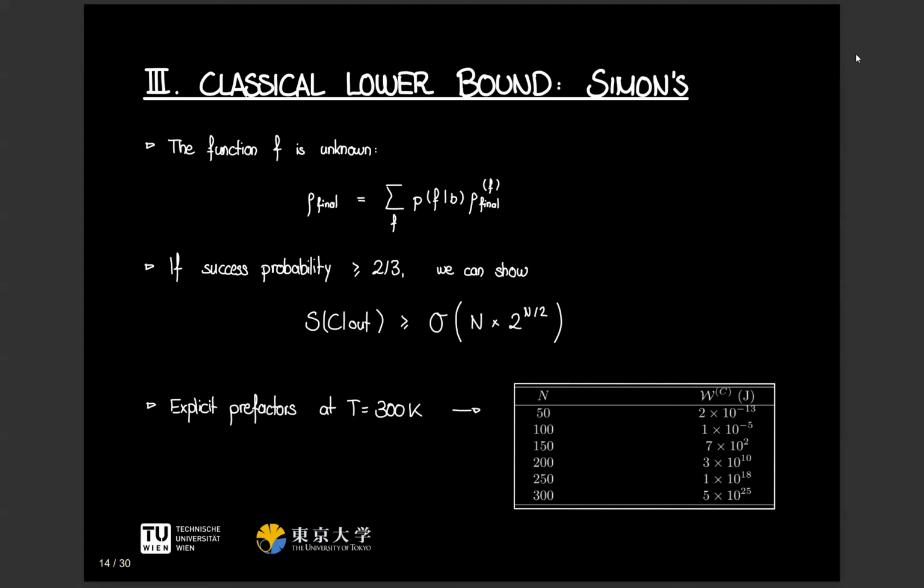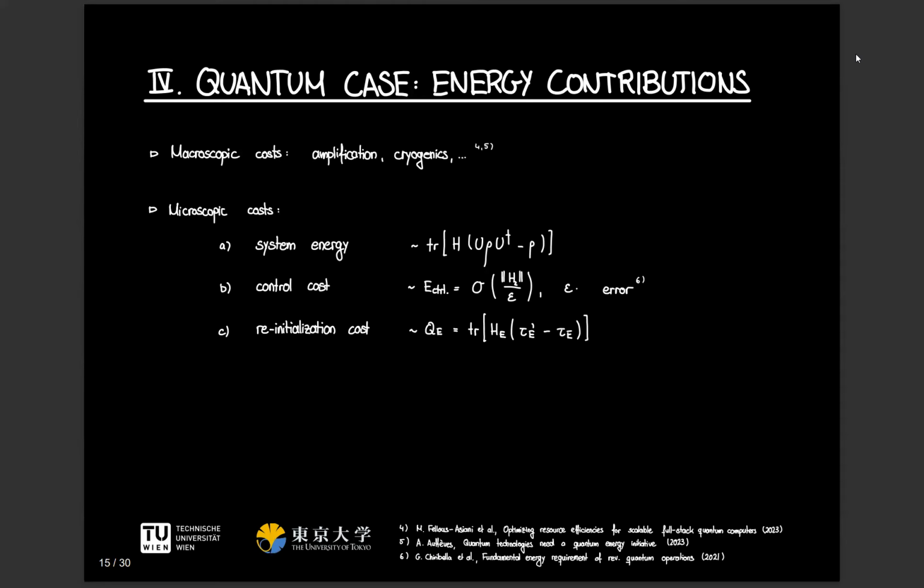And if you run the numbers at room temperature, you find that for a 300-bit input, the energy consumption for the erasure only would already be more than the mass equivalent of the solar system. So yeah, so much for these numbers and the lower bound.